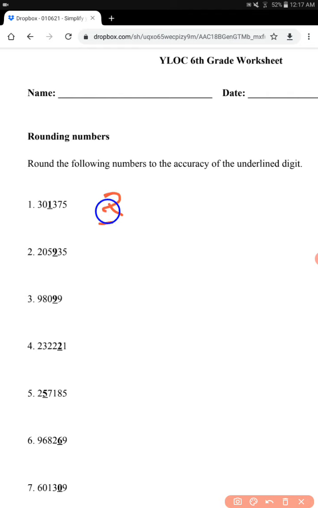So, wow, this touchscreen thing is really bad. I can't read at all. 3, 0, 1. This does not work very well. I apologize. And we round down. So, that would be your answer.